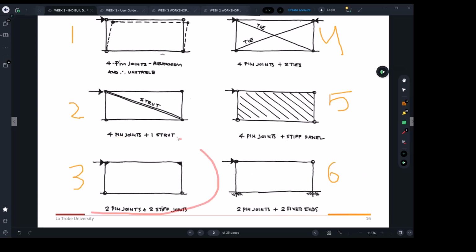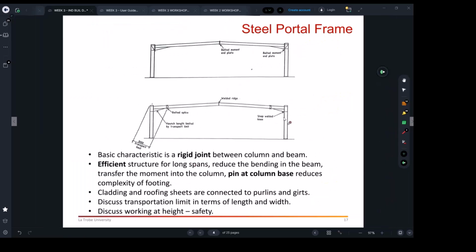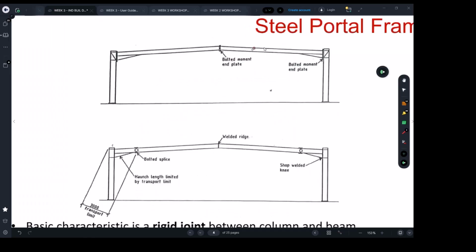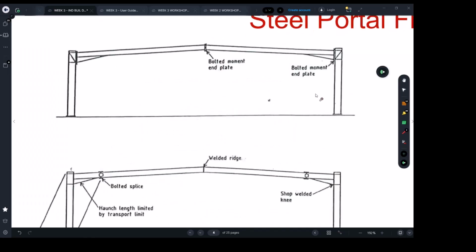So yeah, number 3 is a portal frame. It is a portal frame where the footing can be pins, and the connections between rafters and columns can be rigid. Steel portal frame. Now again, you all know that. That's another sketch which can help you to understand it, and you're going to know more about it, and you're going to do it.